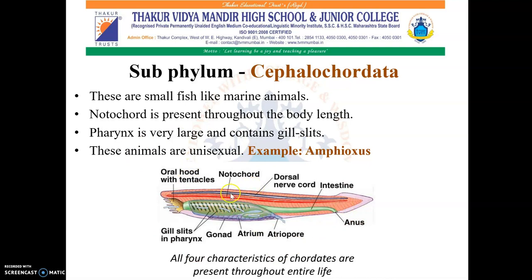And these four characteristics are, first one, the notochord that is present in the body. Over here you can see this is the notochord. Second is the nerve cord is present on the dorsal side of the body. Then pharyngeal gill slits are present in the body. And finally the heart is present on the ventral side of the body.